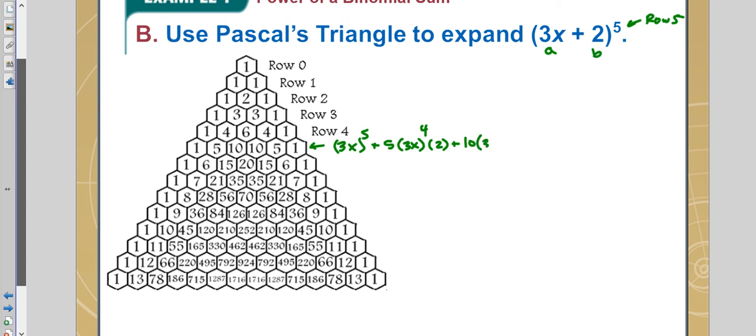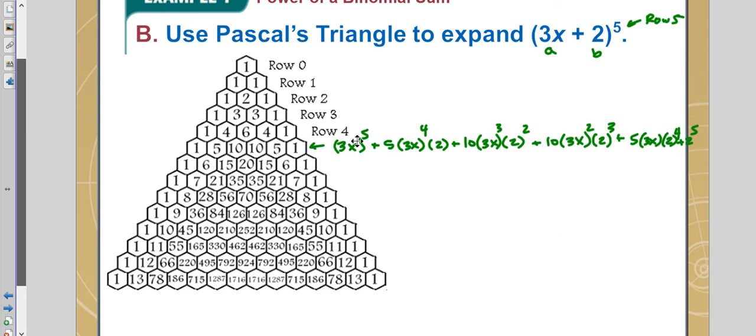So then it's 10 times (3x) cubed times 2 squared, plus, after the 10 comes another 10, (3x) squared times 2 cubed, plus 5, and I'm sorry, this is 3x, times 2 to the 4th, plus 2 to the 5th power. And now we would need to simplify all this.